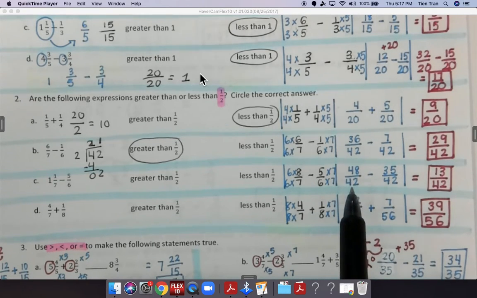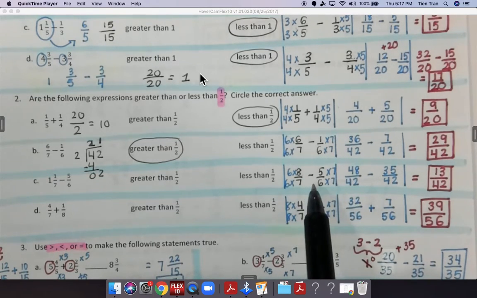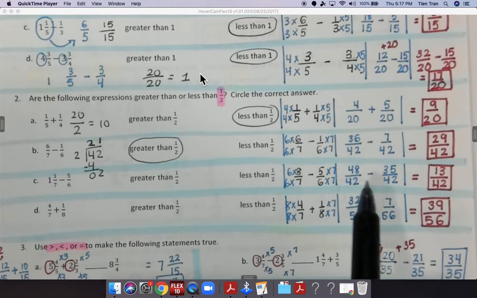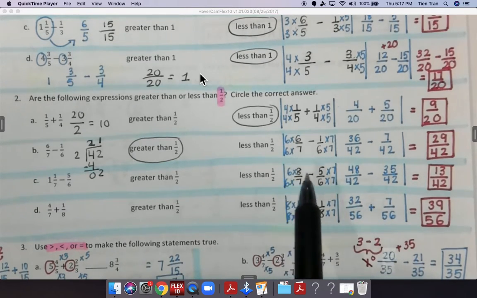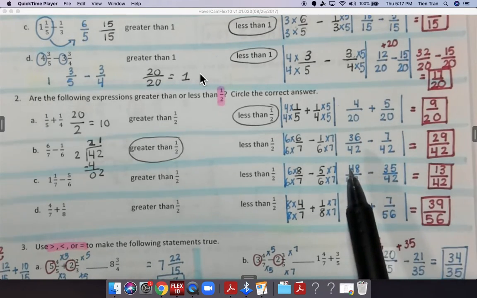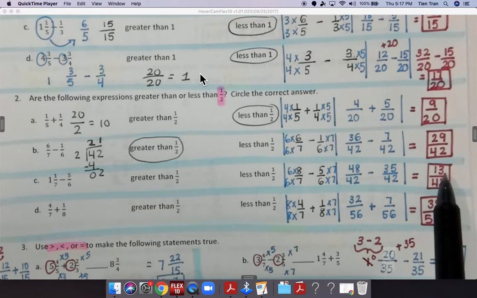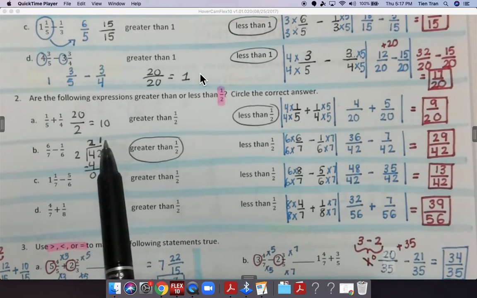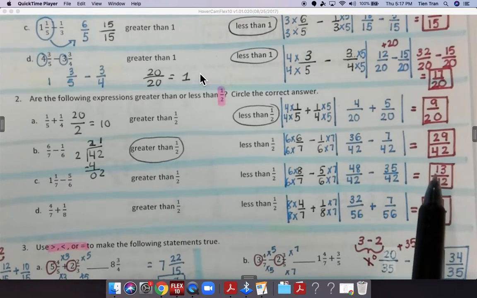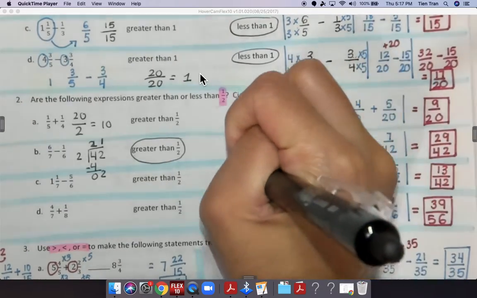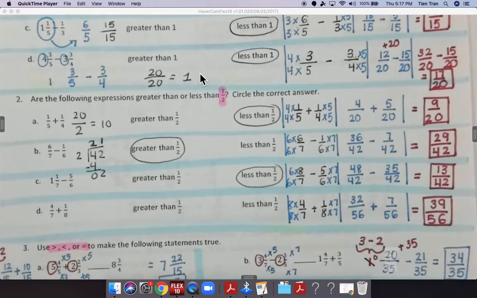My common denominator is going to be 42 again. 7 times 6 is equal to 42. 6 times 7 is 42. 8 times 6 is 48. And 5 times 7 is 35. Now, 48 minus 35 is equal to 13, and my denominator stays the same as 42. I said earlier that half of 42 is equal to 21. This number is 13, so that means that it is less than 1/2. So I'm going to circle that one.